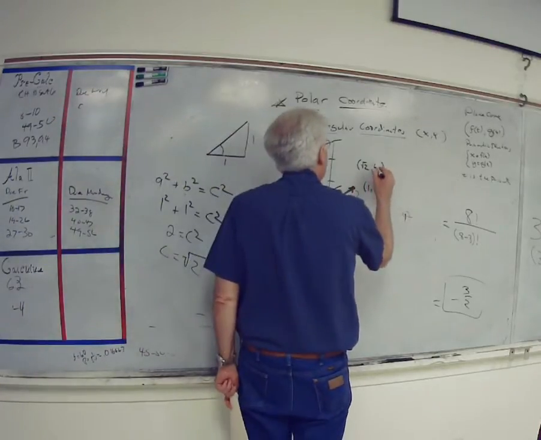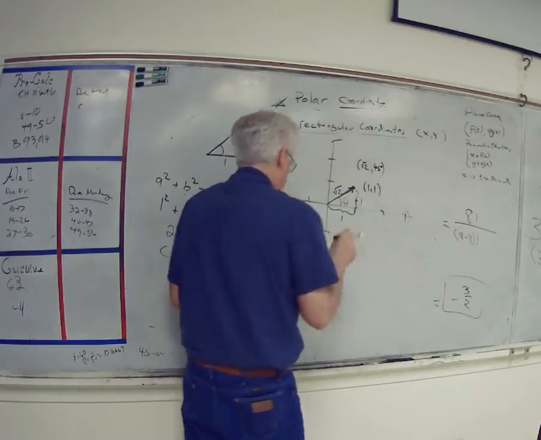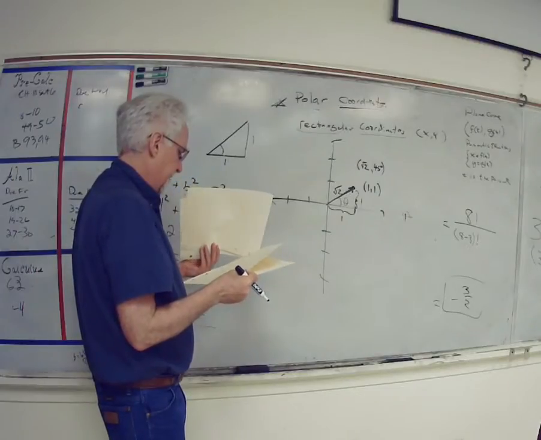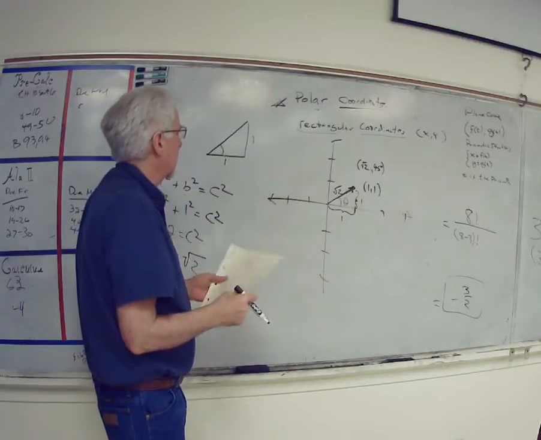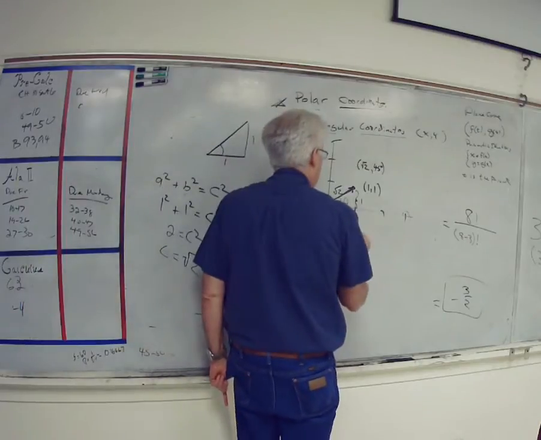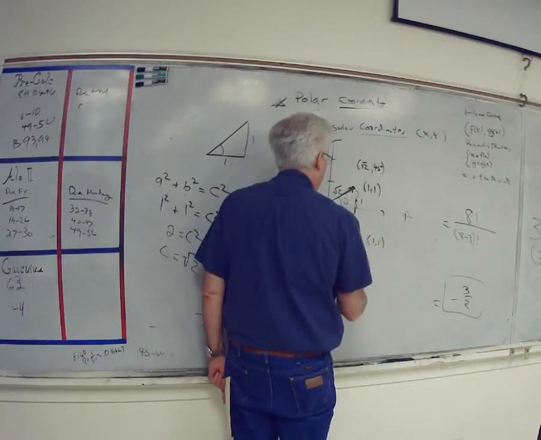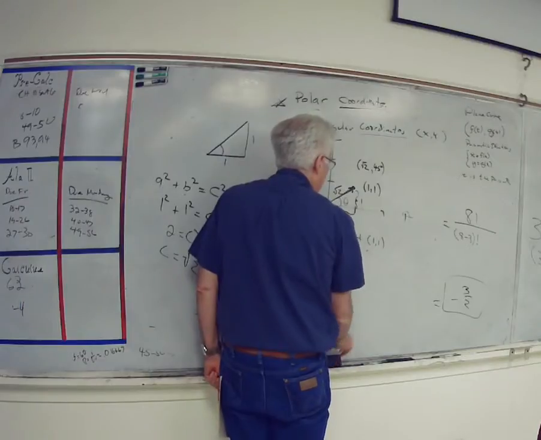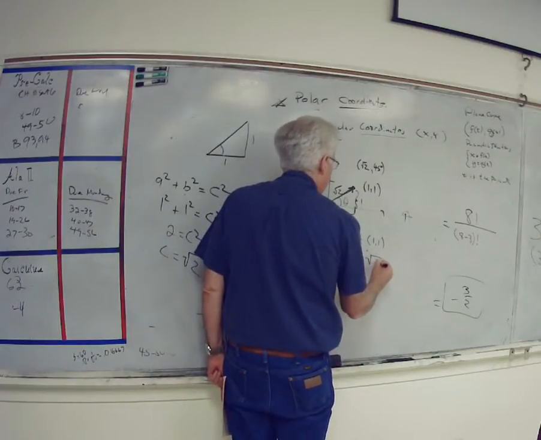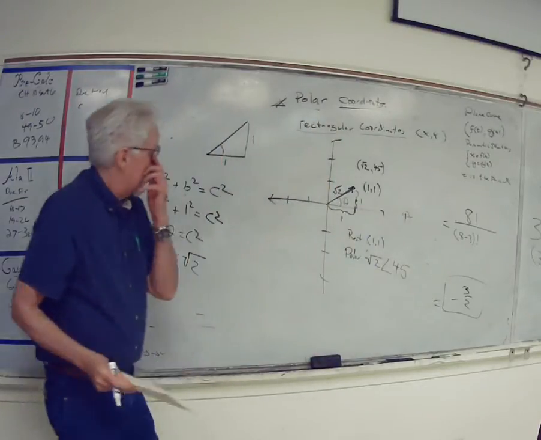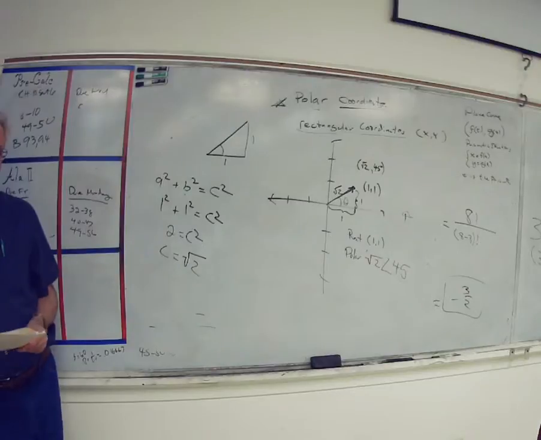Okay. So it's the square root of 2 and 45 degrees. All right. I'm going to tell you the way that I like to write it. In rectangular, it would be the point 1, 1. In polar, to make it clear that we're in polar, I would describe it as the square root of 2 at an angle of 45. And when you write it that way, it makes it a lot easier to see that you are in polar. Does that make sense?